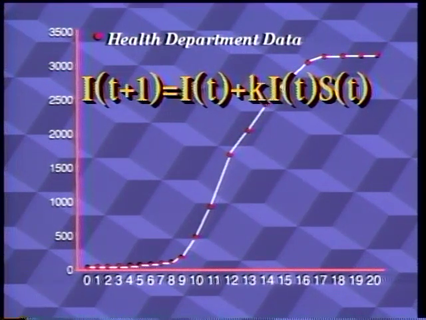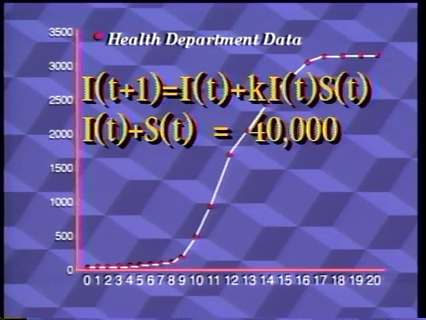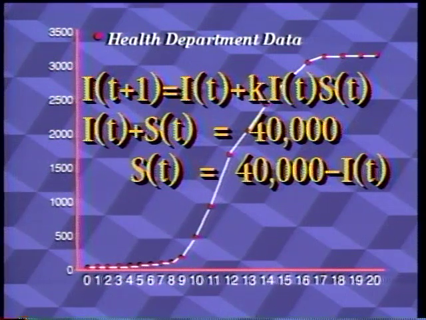susceptibles S of t. Since our population is relatively isolated, I of t plus S of t is equal to a constant, say 40,000. So S of t therefore equals 40,000 minus I of t. Putting this into the difference equation gives us this.